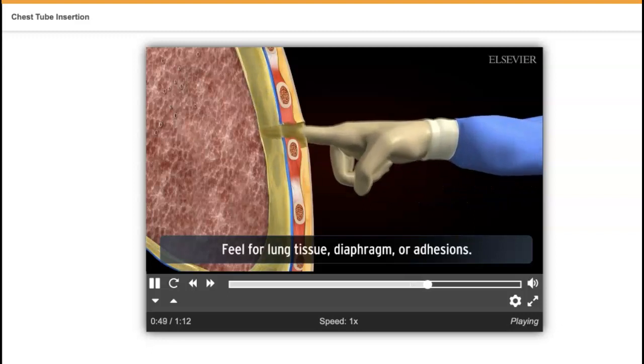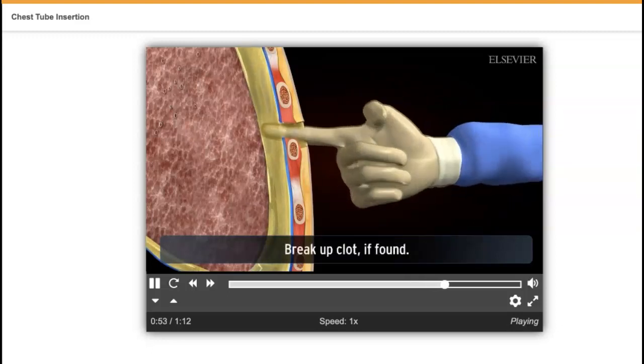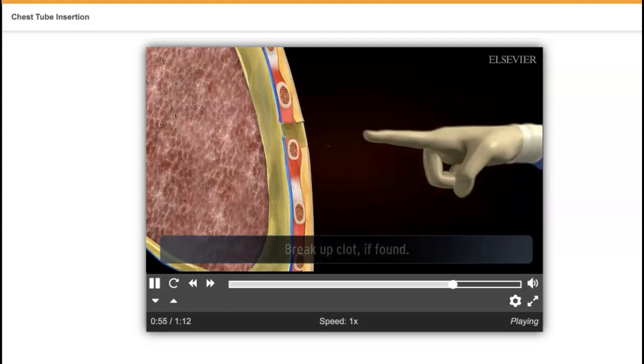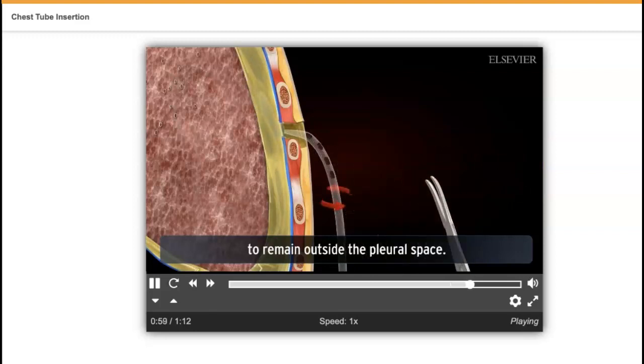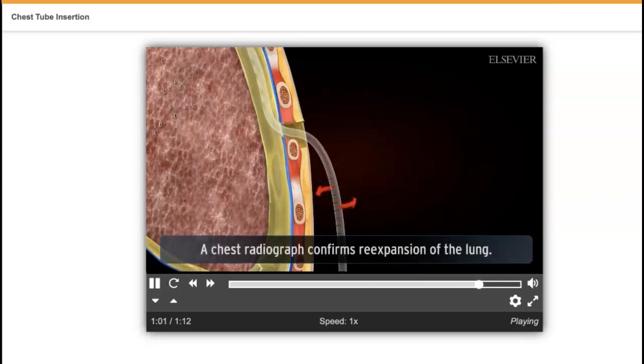Feel for lung tissue, diaphragm, or adhesions. Break up clot if found. Do not allow any side holes of the tube to remain outside the pleural space. A chest radiograph confirms re-expansion of the lung.